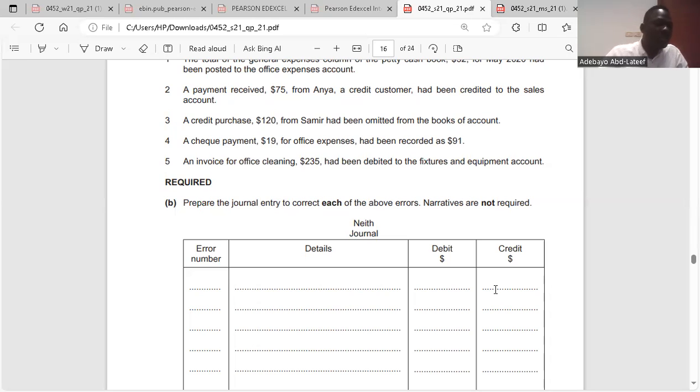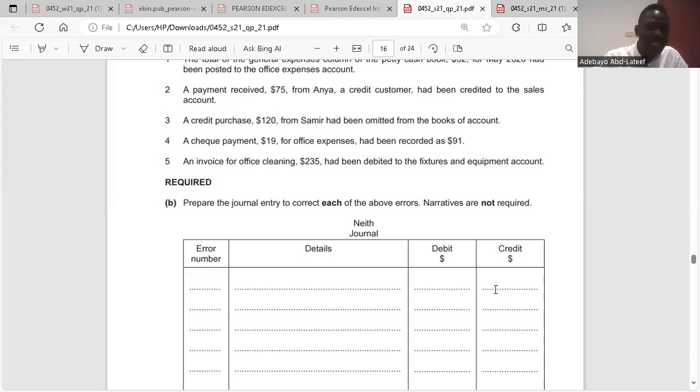Okay. So what do you do? What's the difference? 91 minus 19 is 72. So you debit the bank account for 72 and credit the office expenses account for 72. Is that clear?